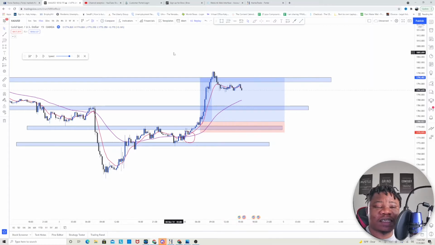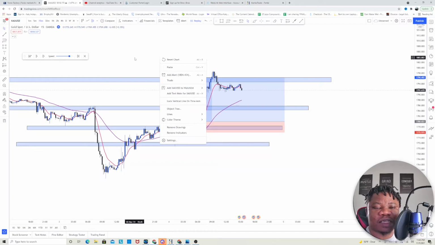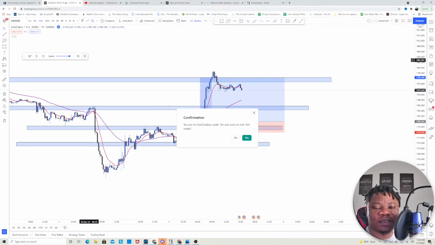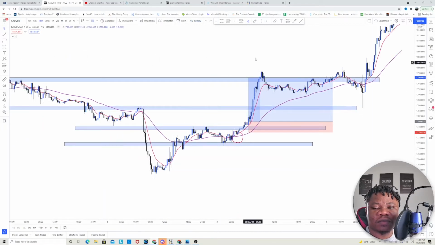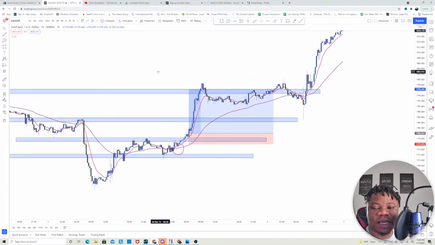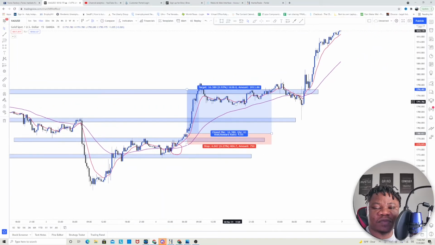So this is exactly how you use this strategy to take a buy position. You just have to use it exactly like this. Now let me show you guys another buy example as well. So let me delete this replay mode. Now we have our take profit smashed.